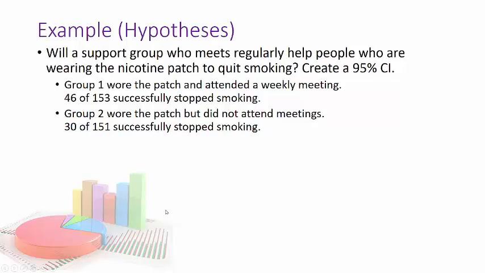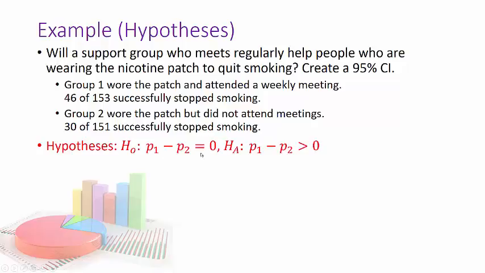So let's look at our first example. We've got a support group who meets regularly to help people who are wearing the nicotine patch to help them quit smoking. So we're going to create a 95% confidence interval. Which one's better? One wore the patch and attended a weekly meeting, so we got group 1. And we have group 2 wore the patch but did not attend meetings. In group 1, 46 out of 153 successfully stopped smoking. In group 2, 30 out of 151 successfully stopped smoking. All right, if I was going to do a test, my null hypothesis would be that they're the same, all right, that this will be 0.